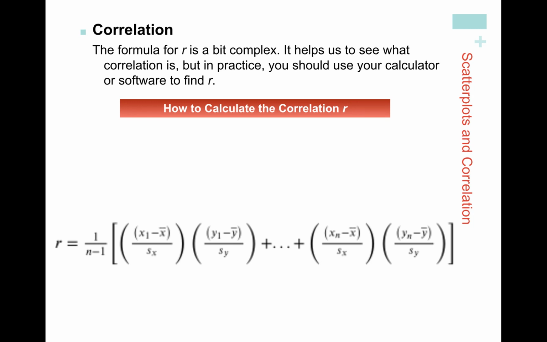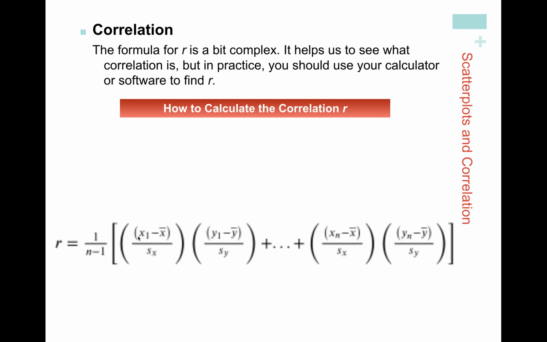Well, we have this r equals 1 over n minus 1. Where have we seen 1 over n minus 1 before? That's some kind of adjusted average, right? You remember where we saw that? Standard deviation. And if you look at all of these, this looks a lot like standard deviation.